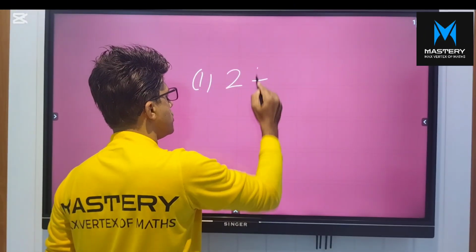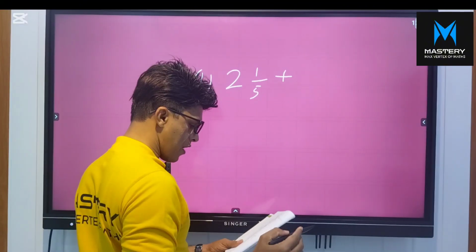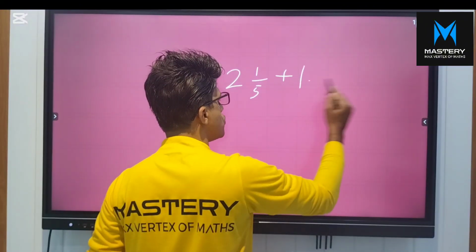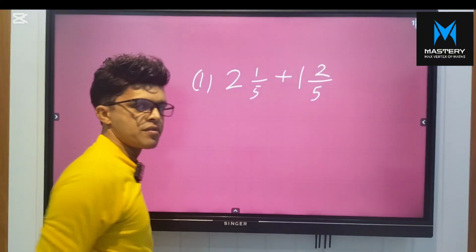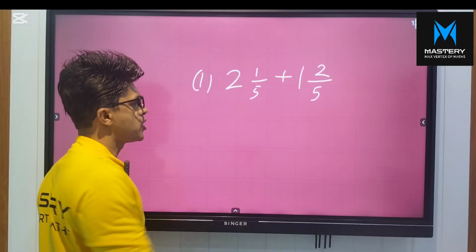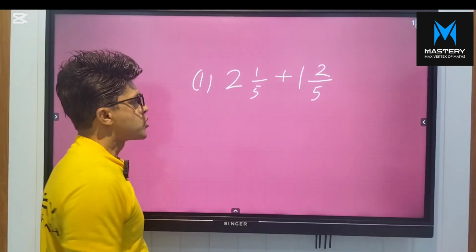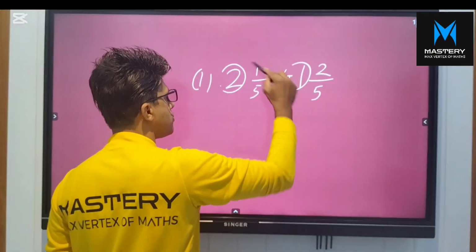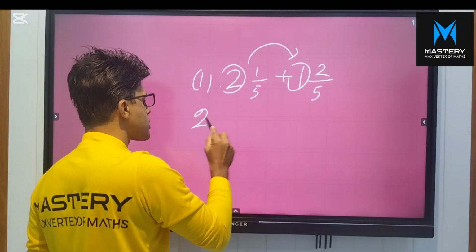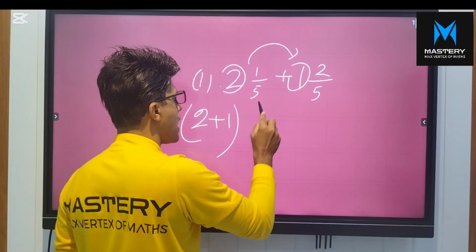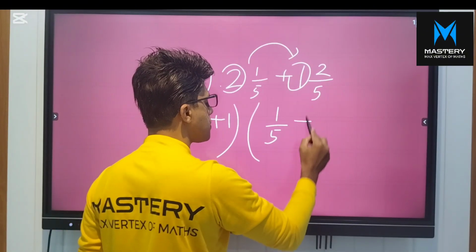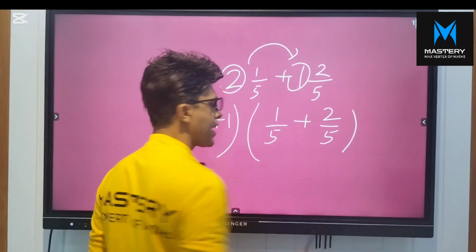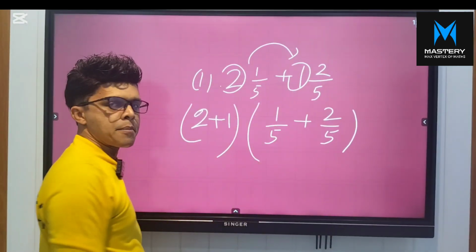2 1/5 plus 2 1/5 plus 1 2/3. How do you do this one? It's addition of fractions. Here you could see 5, here 5, so it's easy to add these values. Then 2 plus 1, and also 1/5 plus 2/5. So these two can be added.